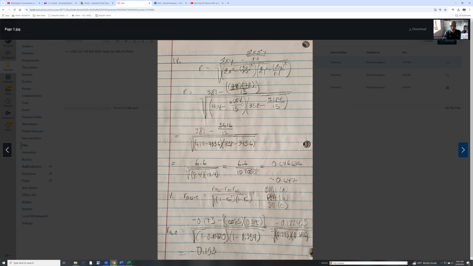The sum of the X's, squared, is 6084. The sum of the Y's, squared, was 5184. So I did that and worked out this problem. I get a correlation of 0.647. There you go, 0.647. That's a pretty strong correlation.